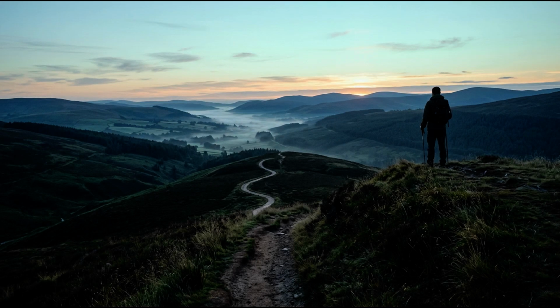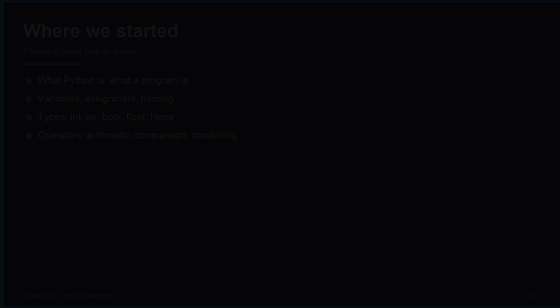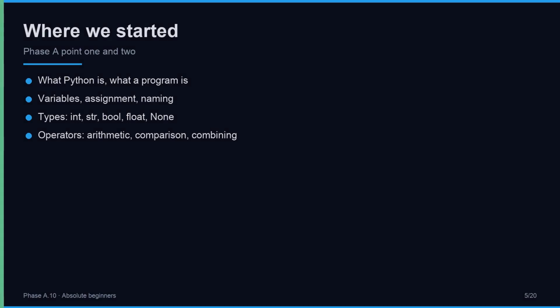Look at the road you have already walked. The road behind. Look back at the very start. We asked what Python is and what a program is. You learned variables, assignment, and how to name them well. You met the built-in types: integers, strings, booleans, floats, and None. You learned the operators, arithmetic and comparison, and how to combine expressions. At the time, each piece felt small. Together they are the alphabet of every line of Python you will ever write.